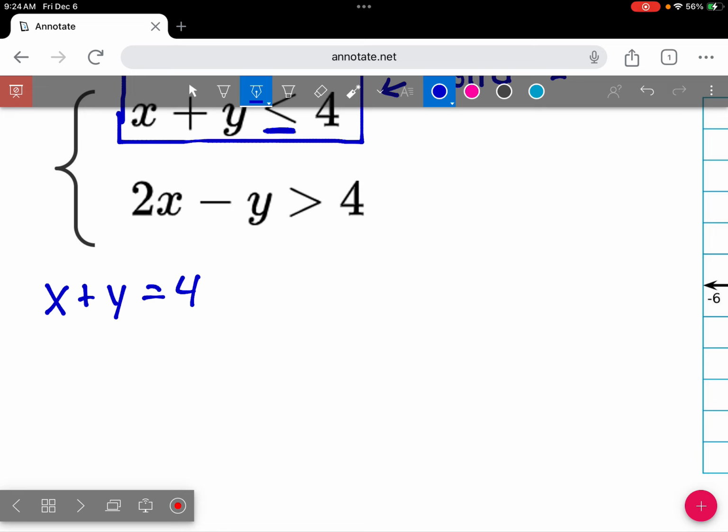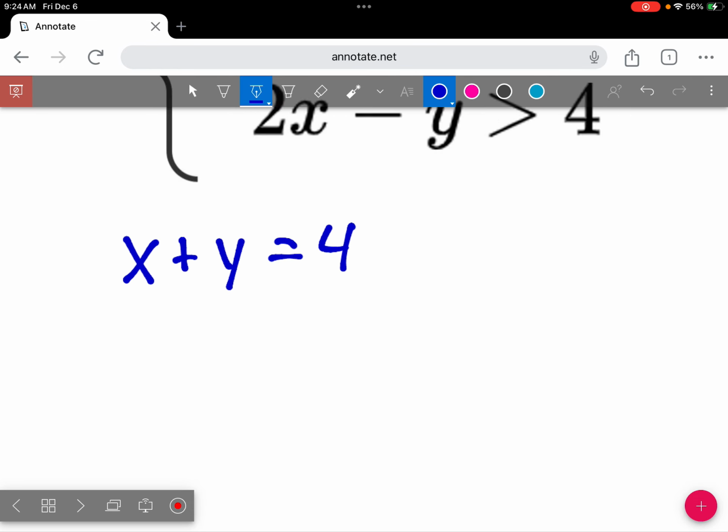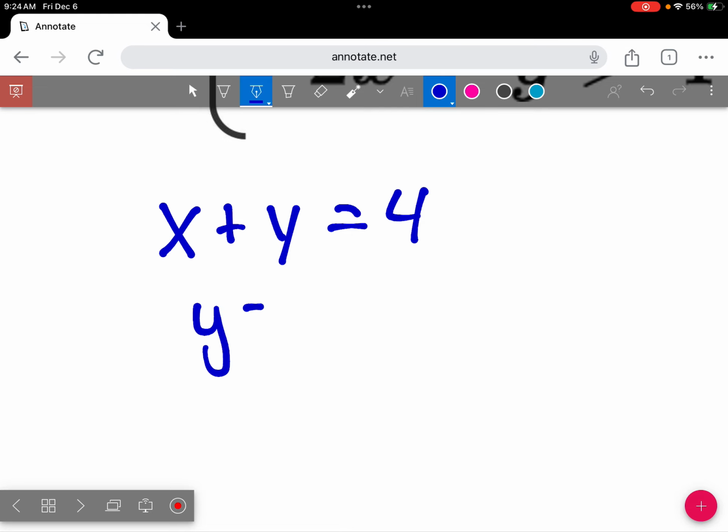Lots of options for how to graph that line. You can do x and y intercepts. You could put it in slope-intercept form. You could find points. You could make a t-table. However you want to do it. What are we going to do to graph this line? Subtract the x, so put it in slope-intercept form. Totally fine. We get y equals minus x plus 4.